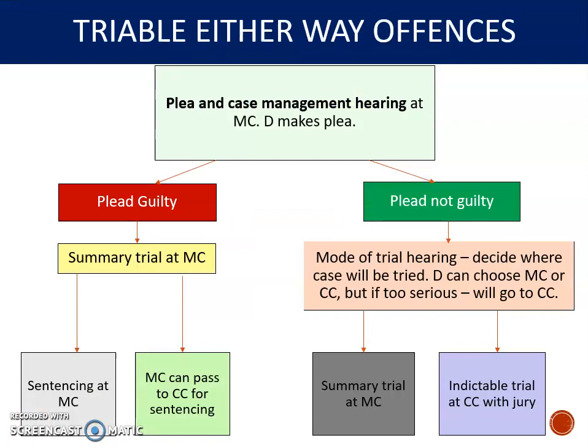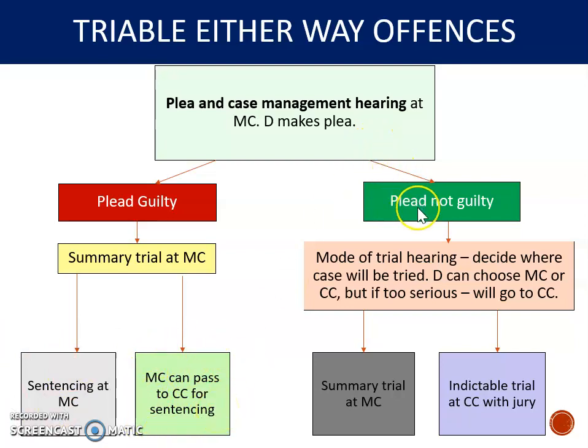Triable either way offences, it's a more complicated procedure because we know they can be heard in either the magistrates or the Crown. The first hearing you have in a triable either way case is what we call a plea and case management hearing, or a PCMH. And what happens here is that the defendant goes to the Magistrates' Court and enters his plea. If he pleads guilty, then we have sentencing at the Magistrates' Court, or they can send to the Crown Court for sentencing.